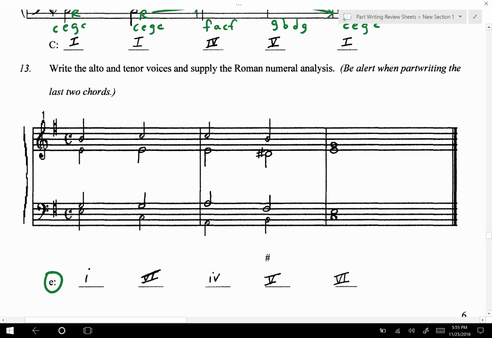E minor. What jumps out right away? This sharp sign, probably harmonic minor. Figure out your triads. Minor 1. Next chord, major 6. Next chord, minor 4. Next chord, note the figured bass. Note the F sharp that's in the key signature. That's a major 5. Next chord, C, E, G, major 6th.